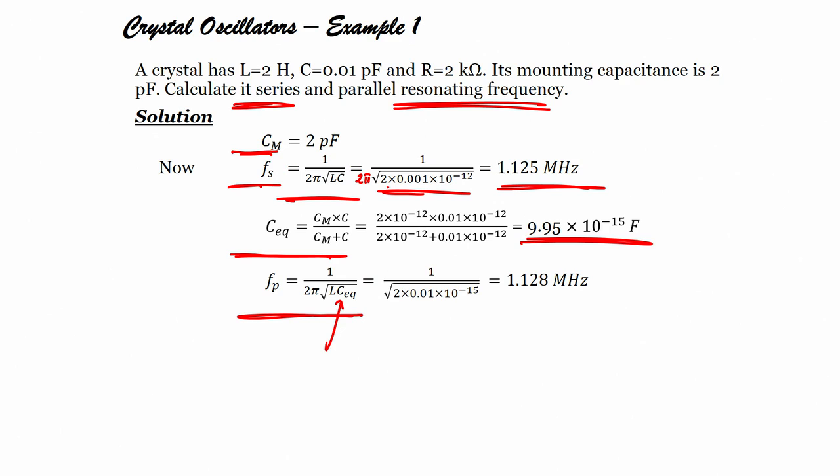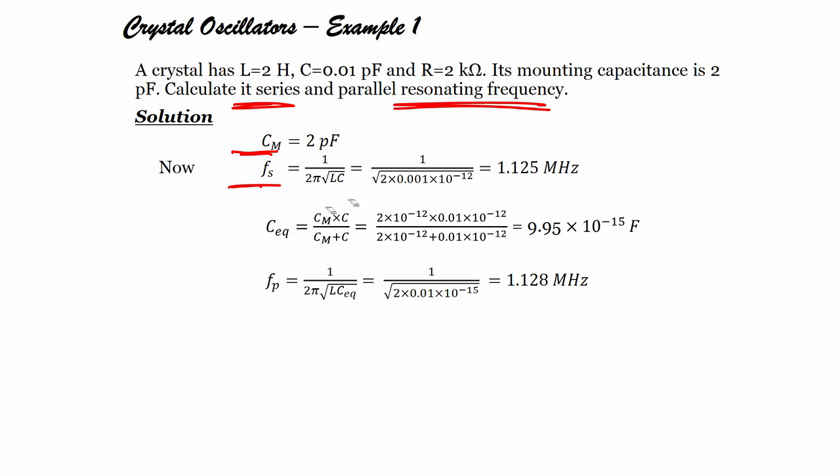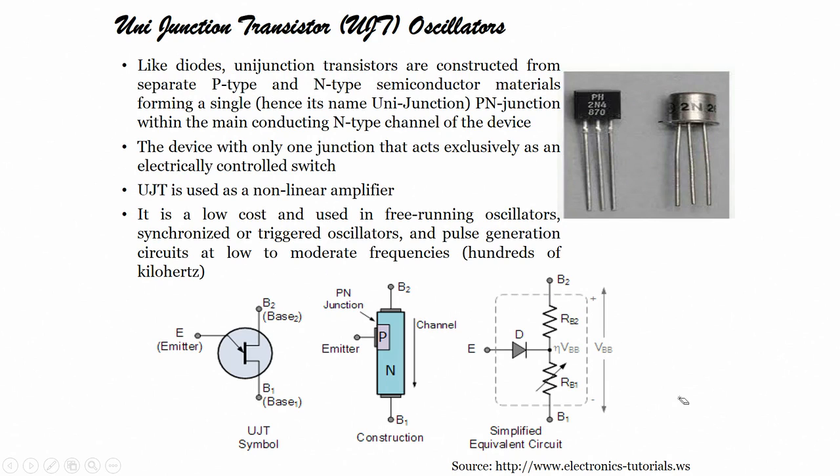So, now we know what C equivalent is. Substituting the value of C equivalent in the equation of FP, we get 1 by 2 pi under root of L, that is 2 Henry, into 9.95 into 10 to the power minus 15. When we solve this, we will get an answer close to 1.128 megahertz. Easy. Let us see another example.